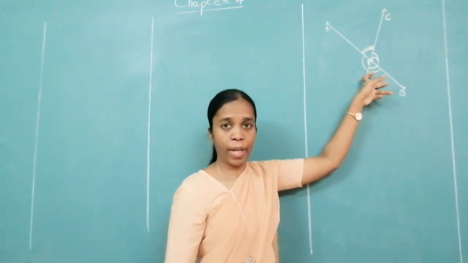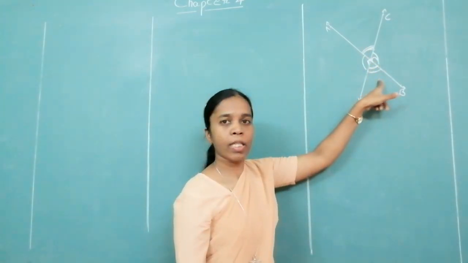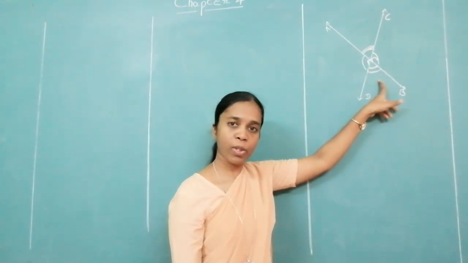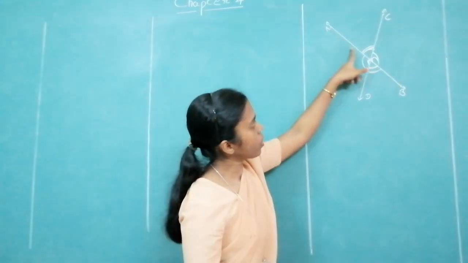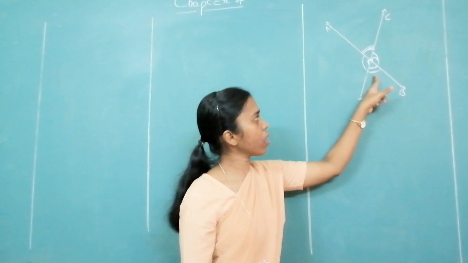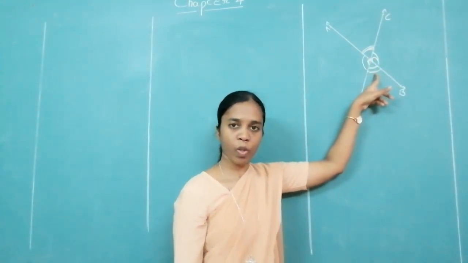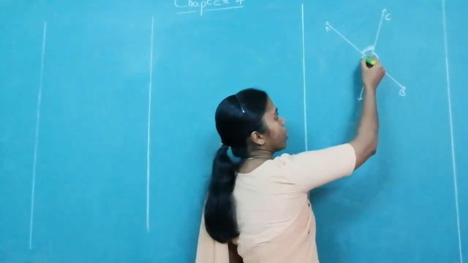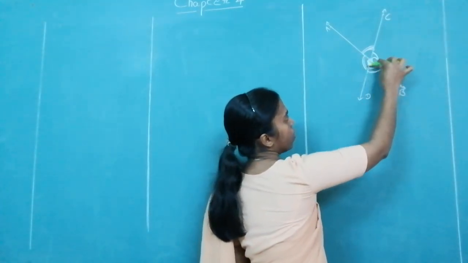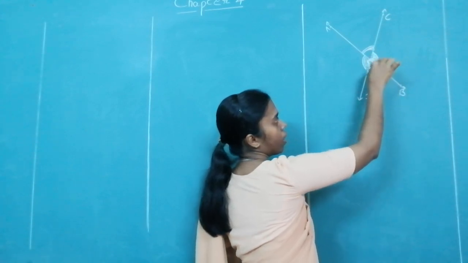By definition, why do we call this opposite? The opposite angle is created by the opposite rays. The opposite ray of this is this, and the opposite of this is this. So, the angle created by the opposite rays is the opposite angle. Similarly, if I consider this angle, this is its vertically opposite angle.